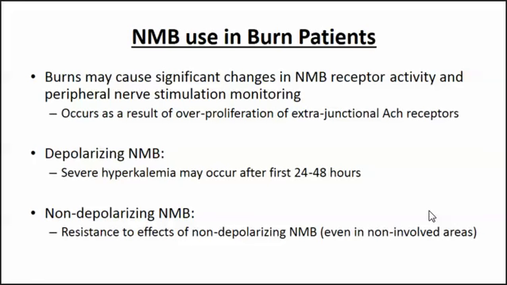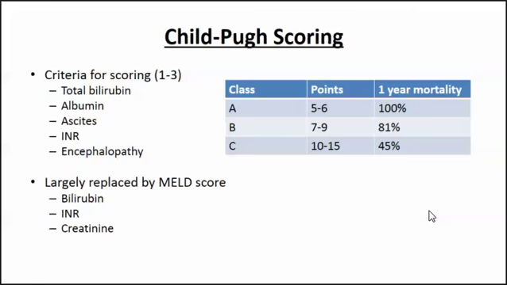Neuromuscular blockade use in burn patients. Remember that burns cause significant changes in receptor activity as well as peripheral nerve stimulation. So with the use of depolarizing neuromuscular blockade, severe hyperkalemia may occur, usually after the first 24-48 hours. With non-depolarizing neuromuscular blockade, you may have significant resistance to its effects.